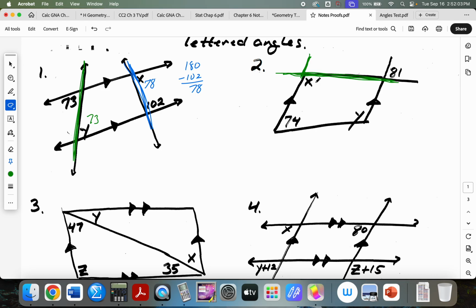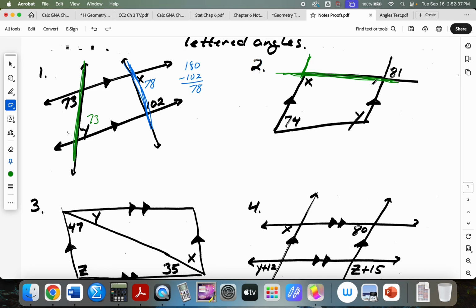Now, this one's a little harder because what kind of angles are x and 81? It's a trick question. What kind of angles are x and 81? They're not any kind of angles. But I can use corresponding angles to help me out.